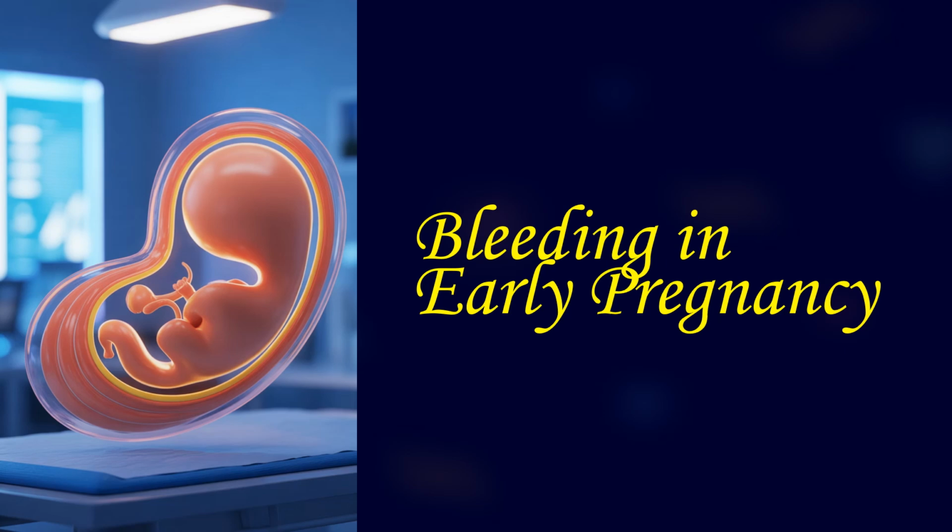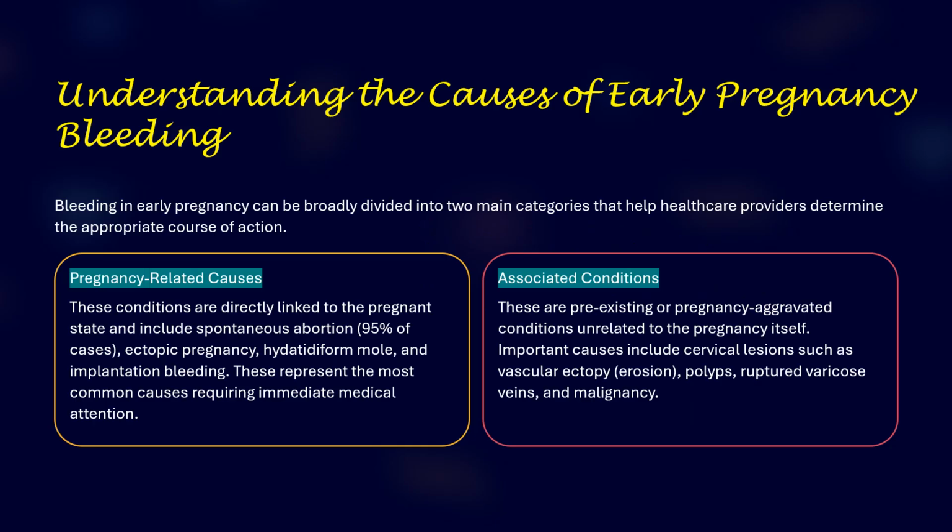Hello and welcome everyone. Today let's learn about bleeding in early pregnancy. Let's start by understanding the cause of early pregnancy bleeding. Bleeding in early pregnancy can be broadly divided into two main categories: pregnancy related cause and associated condition. As a healthcare worker, we need to identify the actual cause so that we can manage it accordingly. So let's start with pregnancy related cause.